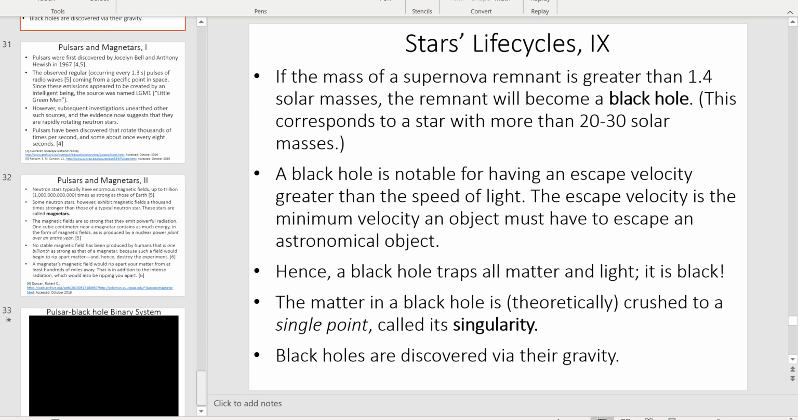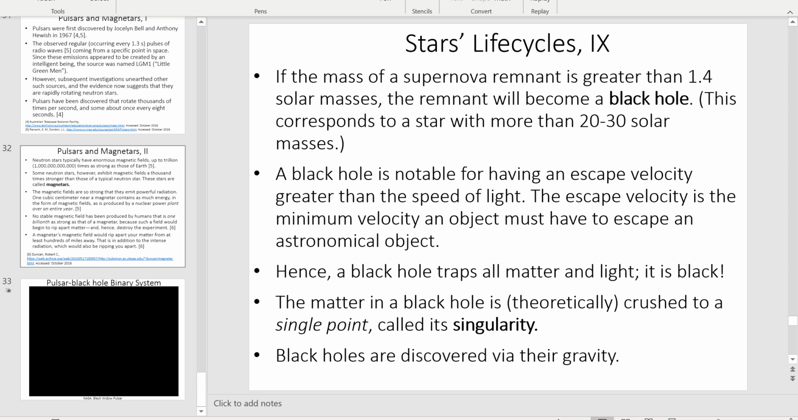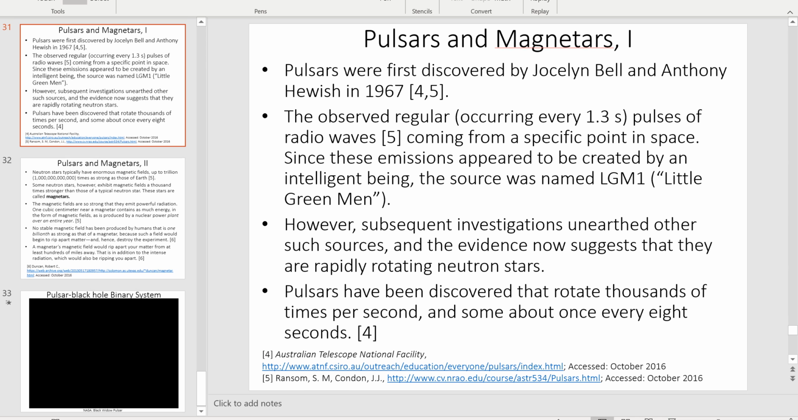We will talk about black holes a little bit later in this course. For now, I want to move on to pulsars and magnetars. We're continuing the theme of exotic remnants of stars. When stars die, they produce these bizarre remnants. A pulsar and a magnetar are two examples of neutron stars. In 1967, there was a discovery of a pulse in the sky that was very regular.